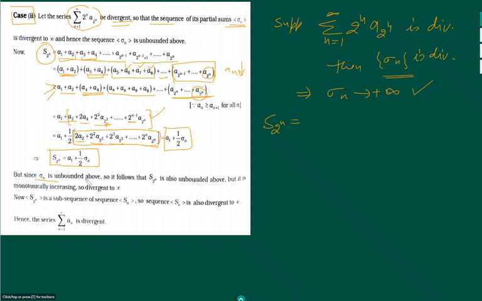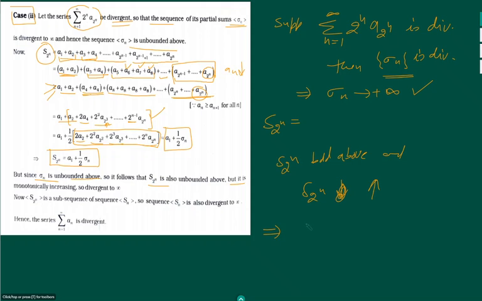you have s_{2^n} is a1 plus half sigma n. But sigma n is bounded above, so it follows that s_{2^n} is also bounded above, and s_{2^n} is also a monotonically increasing sequence, so it must be convergent.